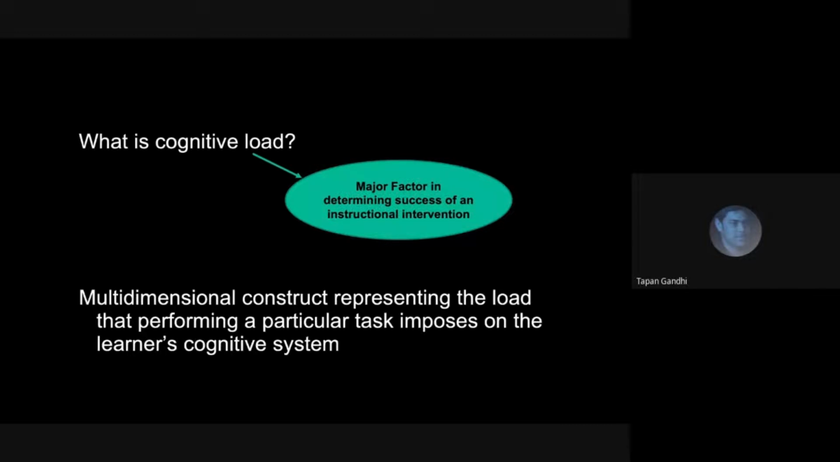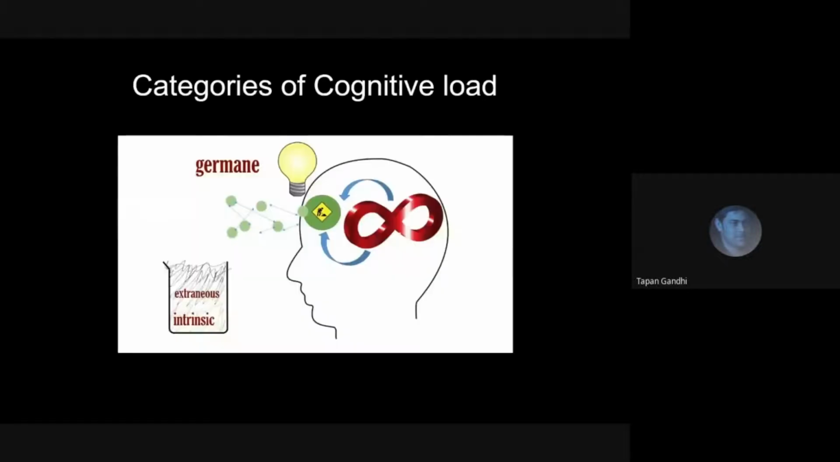Okay, so the brain, because you know that the only thing which doesn't lie is your brain, right? When you are lying, but people ask your brain, it only tells the truth, right? That's why cognitive processing plays a very, very vital role, not only in learning, but also in many other domains, including cognitive architecture. So cognitive load is a multidimensional construct representing the load that performing a particular task imposes on the learner's cognitive system.